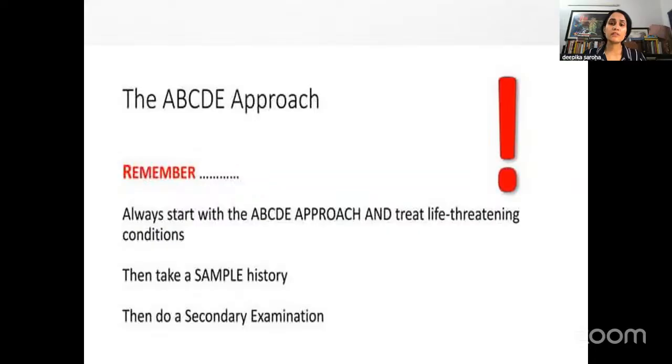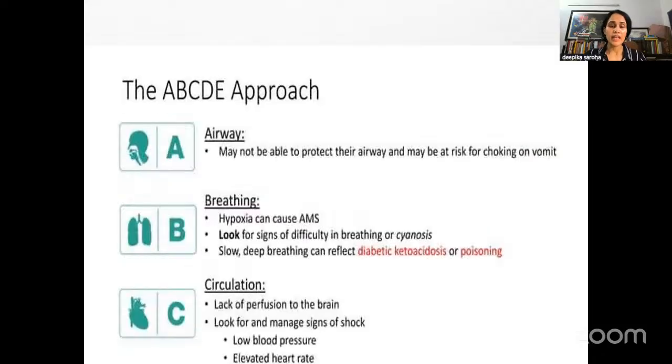So to remember, we all know that the ABCD approach is a must, and we should always start with the ABCD approach to treat all the life-threatening conditions. So always take a sample history and do a secondary examination apart from the neurological presentation. As we all are aware, A is for airway. So the patient may not be able to protect their airway and they may be at risk of choking. The second part is B for breathing. That is, hypoxia can cause AMS.